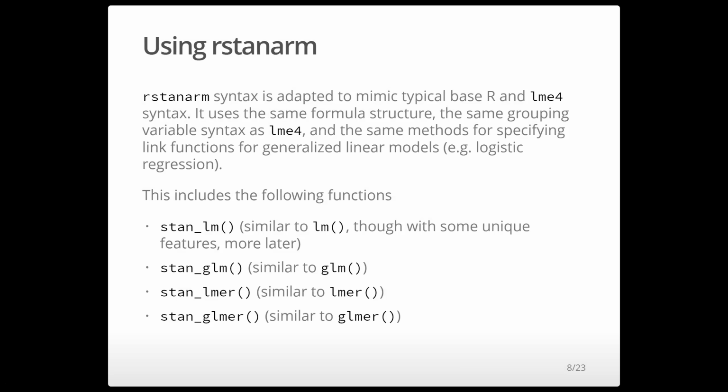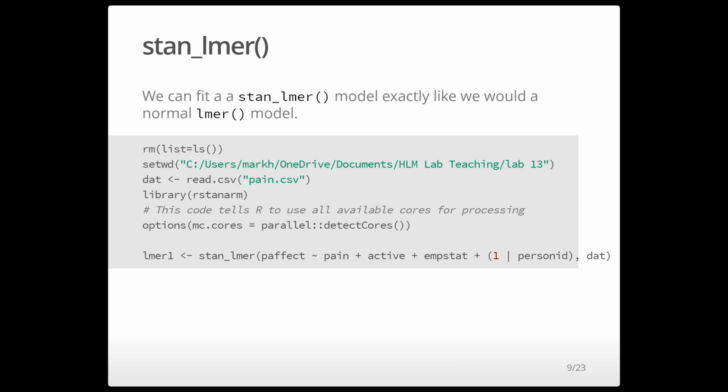Using rstanarm, the syntax is really just adapted to mimic typical base R and lme4. This is true for the simplest parts of brms as well, but we're again looking at rstanarm. So we really just adapted functions by adding a stan prefix onto them. stan_lm is similar to lm, stan_lmer is similar to lmer, and the actual formula syntax is almost exactly the same. It's really designed to be familiar to people who have been using base R and lme4. So we can fit a stan_lmer model exactly like we would fit an lmer model.